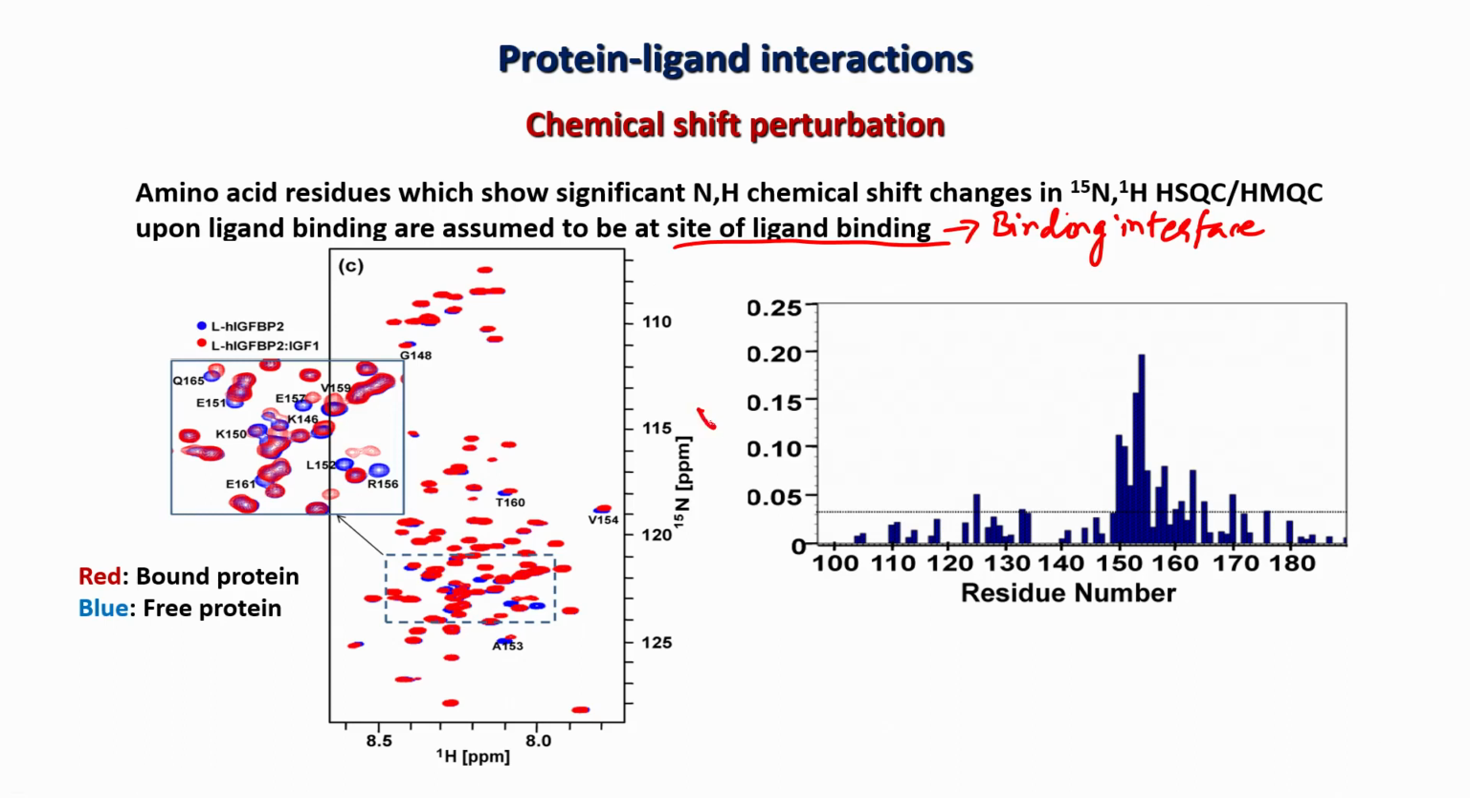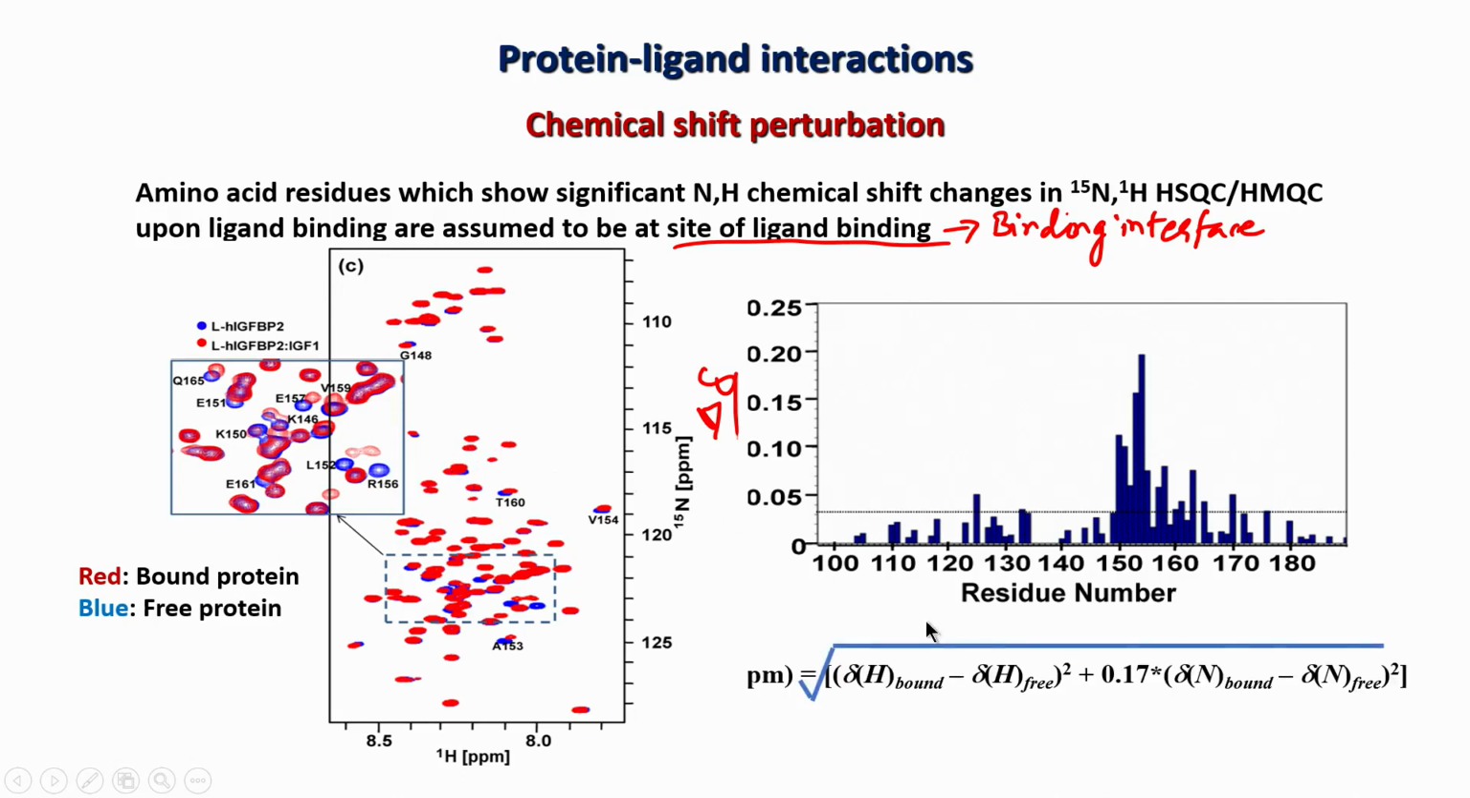I can write it as delta delta. Delta delta means how much change in the chemical shift is taking place. So, this change is what you see here. But if you notice, the change is happening in both the N15 direction and the amide horizontal direction. That means the change is not just in the amide chemical shift, it is also a change in the N15 chemical shift. So, how do we combine this change in the two dimensions? We combine them with a formula, which is shown here.